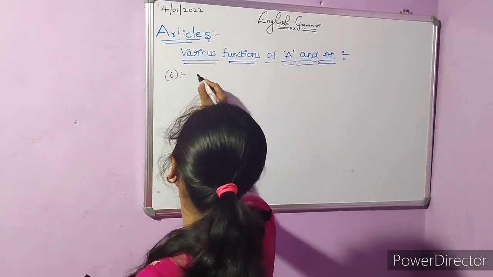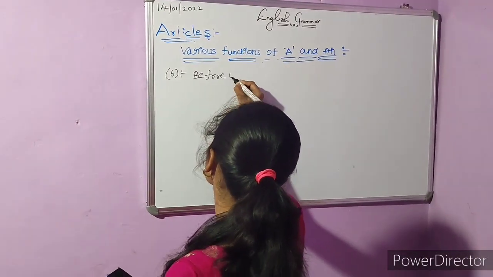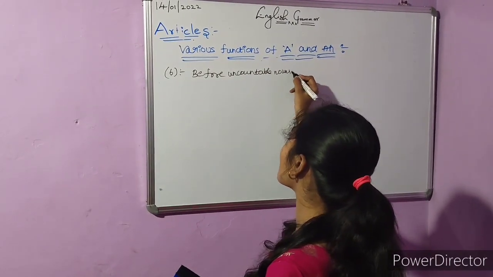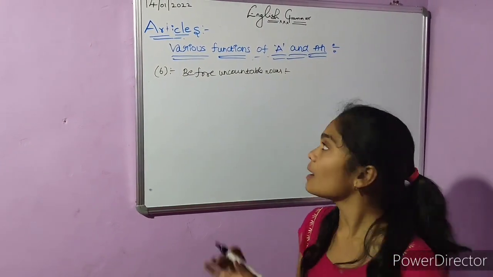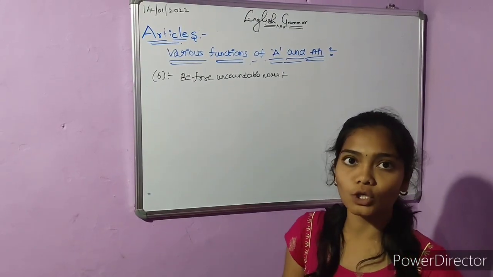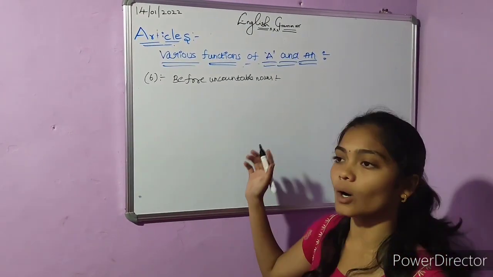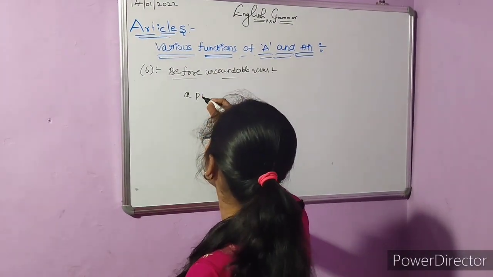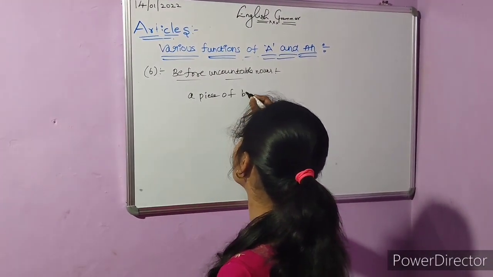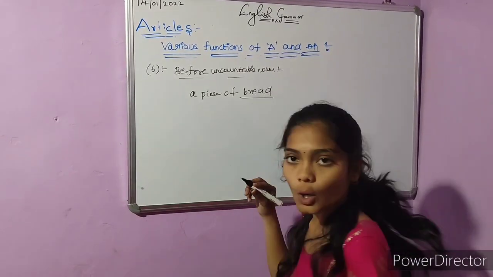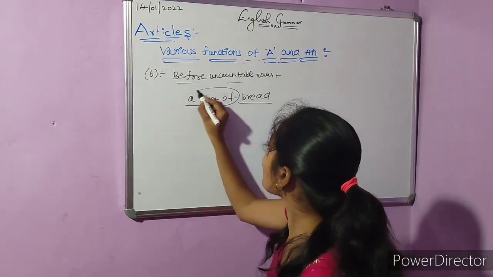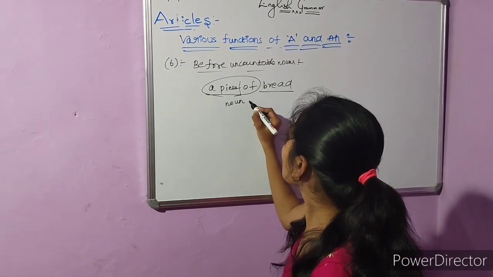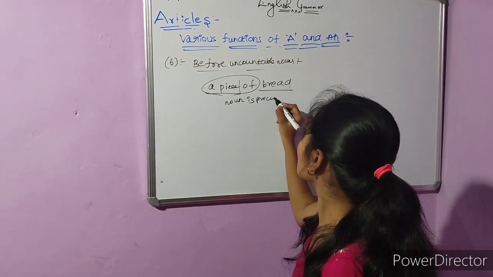Now, the sixth case is before uncountable nouns. Basically, we do not use articles before uncountable nouns. But here we learn about a special case where we use articles a and an before uncountable nouns. For example, like a piece of bread. Here, bread is an uncountable noun. Here we use a piece of. That means a noun is preceded.